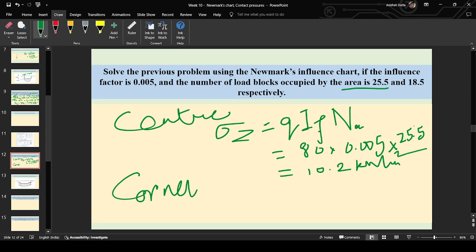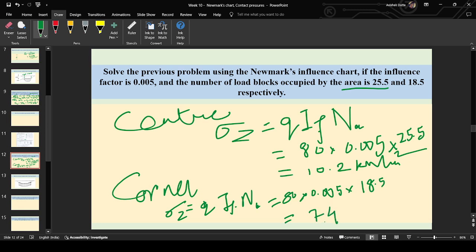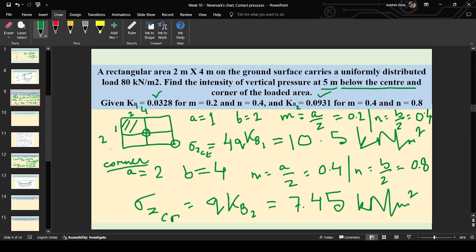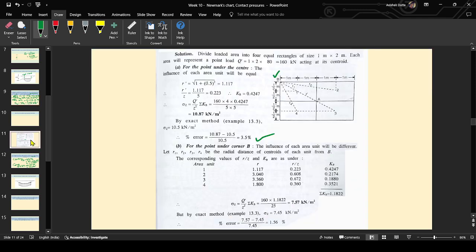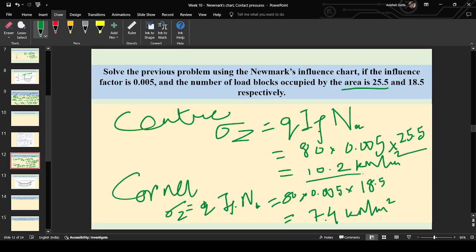Now for the corner, again same formula, sigma z equals to q into if into na. Here again q is 80, if is 0.005, and the number of load blocks occupied by the area for this case is 18.5. So you get a value of approximately 7.4 kilonewton per meter square. You solve this first using the exact method, you get 10.5 and 7.45. Then using the equivalent point load method, you get 10.87 and 7.57. Now using the Newmark's chart, you get 10.2 and 7.4.